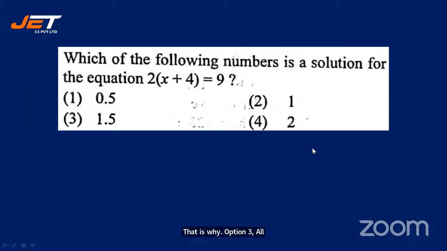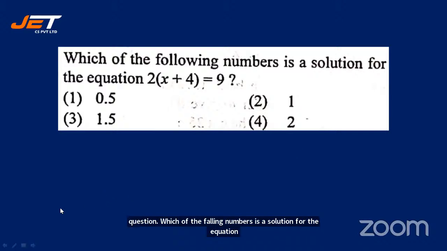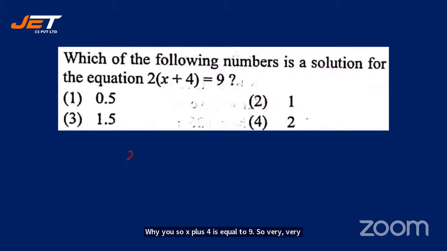Which of the following numbers is a solution for the equation twice of x plus 4 is equal to 9? It's a very, very simple one. So see here, let me do it for you, being the first sum in this category. Twice of x plus 4 is equal to 9. Expanded, 2 into x is 2x plus 2 4s are 8 is equal to 9.